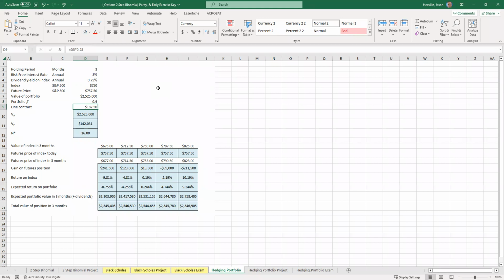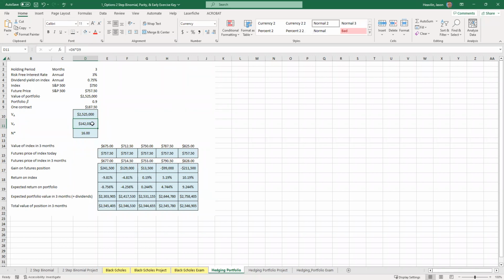And one contract of the futures is $187.50. That's the cost. So what we're going to do is calculate some factors that we're then going to use to know how many contracts we should buy to do the best we can to hedge this portfolio. So we're going to have this first value called value of the asset. This is simply the value of the asset today, the portfolio, which is $2,525,000.